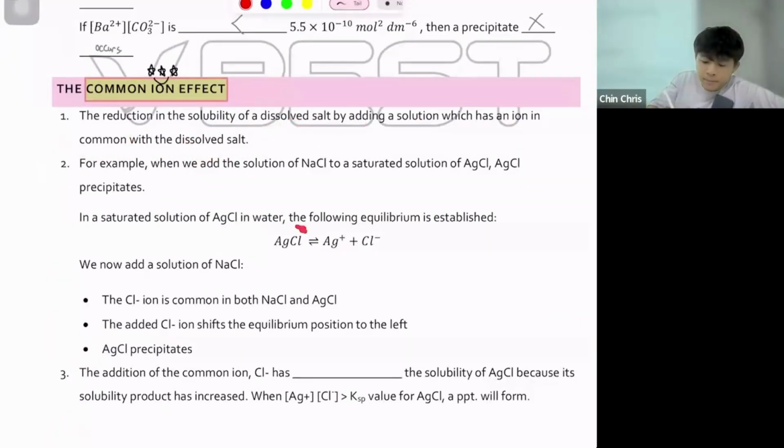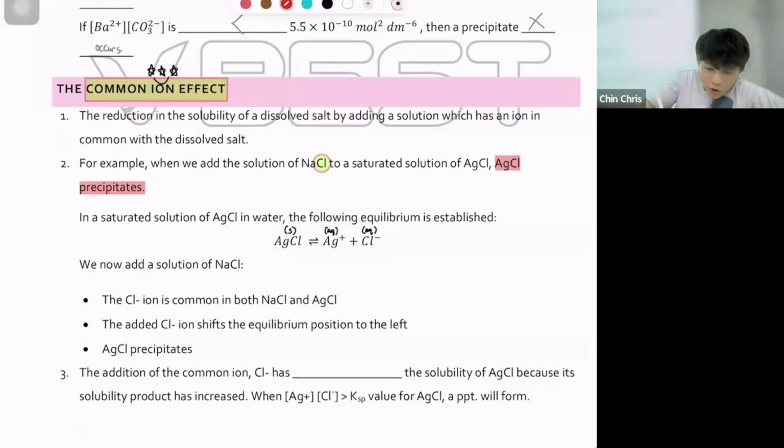Example: if you have an AgCl, silver chloride solution, how do you precipitate out the salt? You can just add a common ion of Cl. So when we add NaCl to a saturated solution of AgCl, then AgCl will start precipitating. So why? You see, this is solid, aqueous.